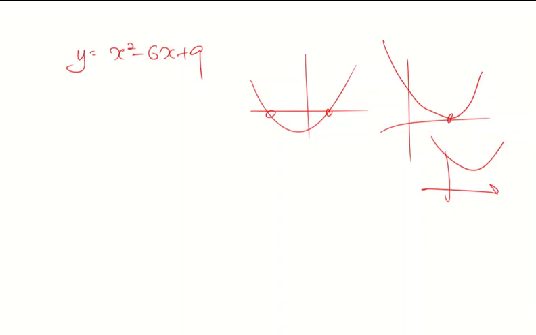How do we know? When y equals 0, x squared minus 6x plus 9 equals 0. I want to find the value of x when y equals 0. What is my x value? To find this, I need to factorize, if I can factorize. If I cannot, I do completing the square. If I cannot, I use the formula. The easiest way is to use the calculator.